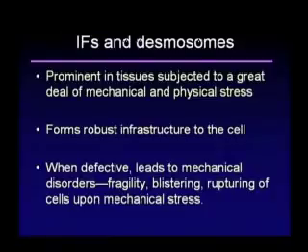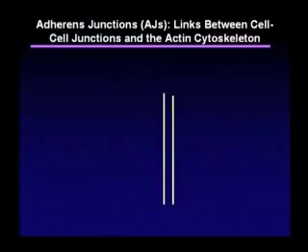And the C-terminus appears to be very important, which was interesting because both Kathy Green's laboratory and my laboratory had identified this domain as important in linking to the intermediate filaments. So to summarize, 15 to 20 years of research in my lab and other labs shows that intermediate filaments and desmosomes are prominent in tissues subjected to a great deal of mechanical and physical stress, predominantly the epidermis of the skin and the heart muscle. They form a robust infrastructure to the cell, and when defective lead to mechanical disorders: fragility, blistering, and rupturing of cells upon mechanical stress.